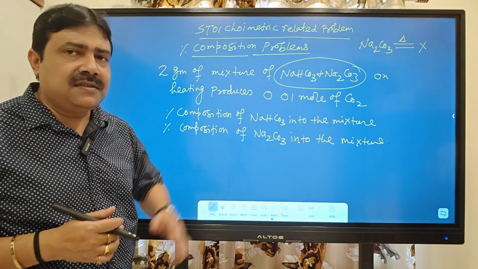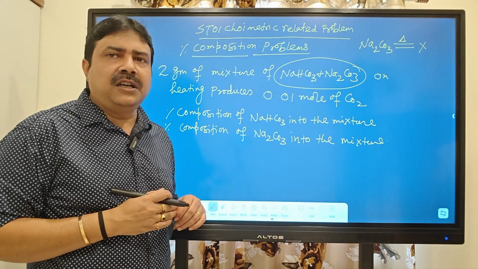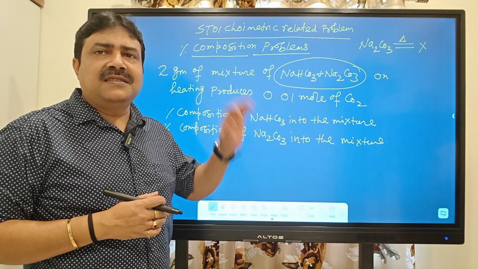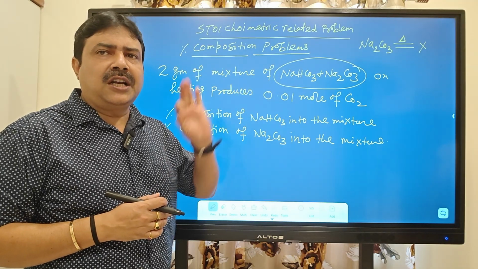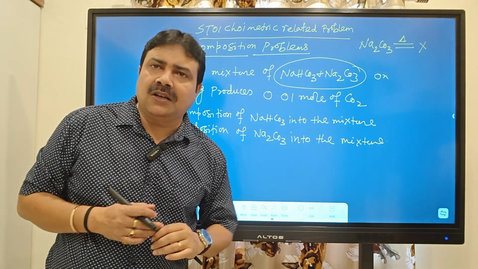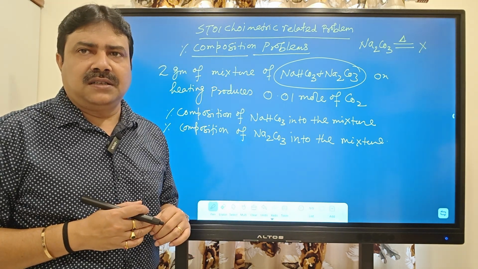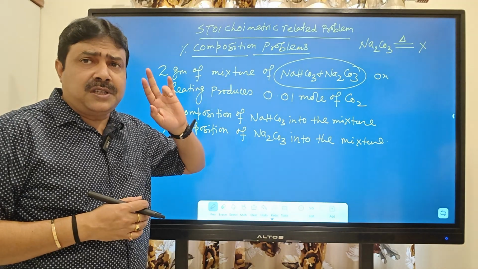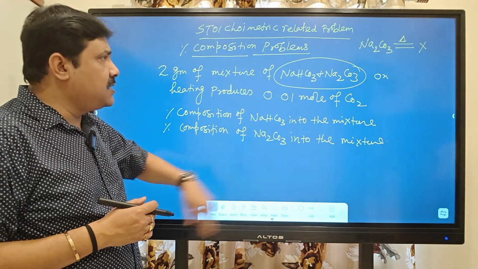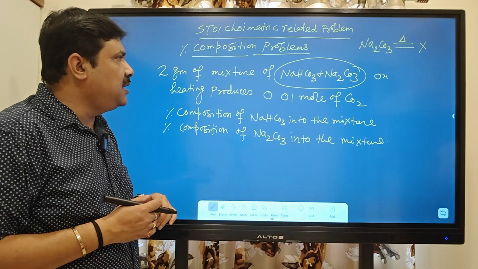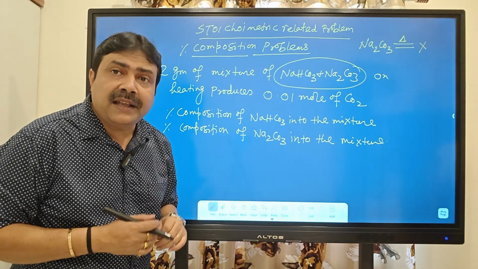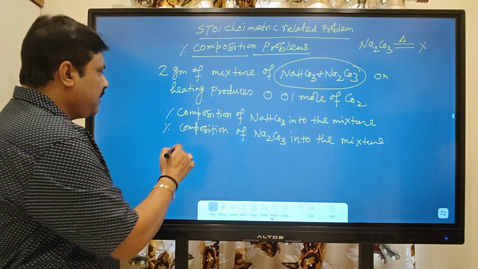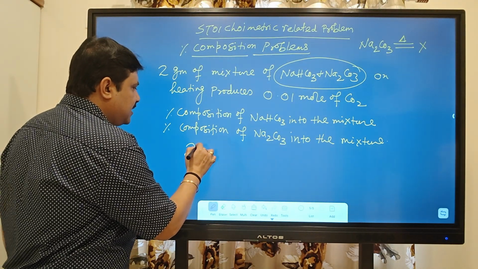So even in the S-block it is there. These are thermally stable carbonates. Only this information you need to know: sodium carbonate is a thermally stable carbonate. It will not give rise to the corresponding metal oxide plus carbon dioxide. So that means, whatever carbon dioxide is coming, I am able to catch that it is coming from sodium bicarbonate. Sodium bicarbonate is unstable, so this sodium bicarbonate dissociates like this.